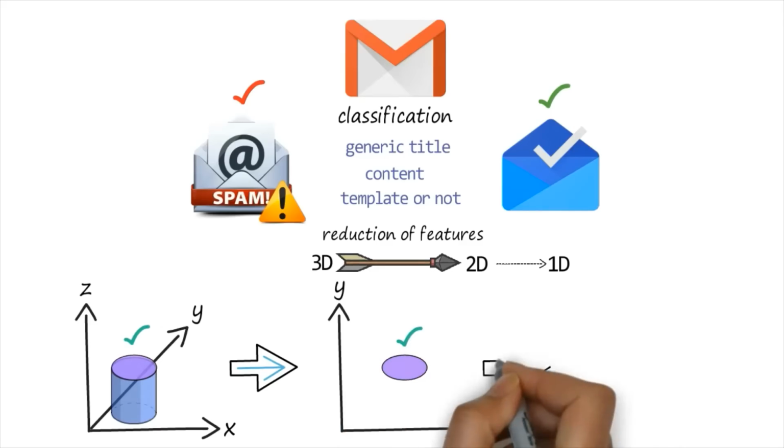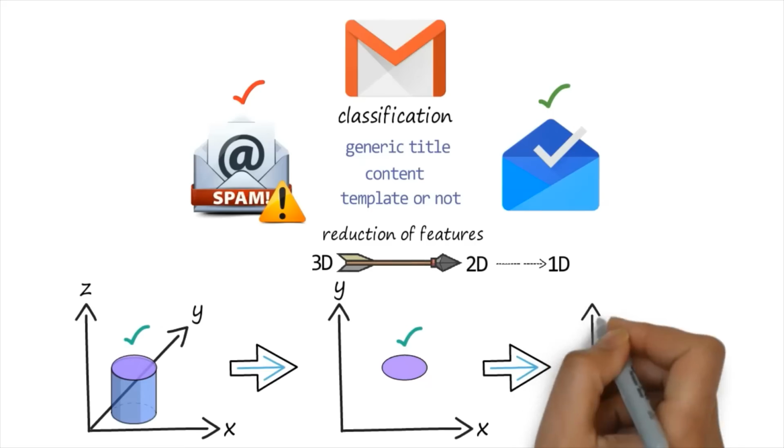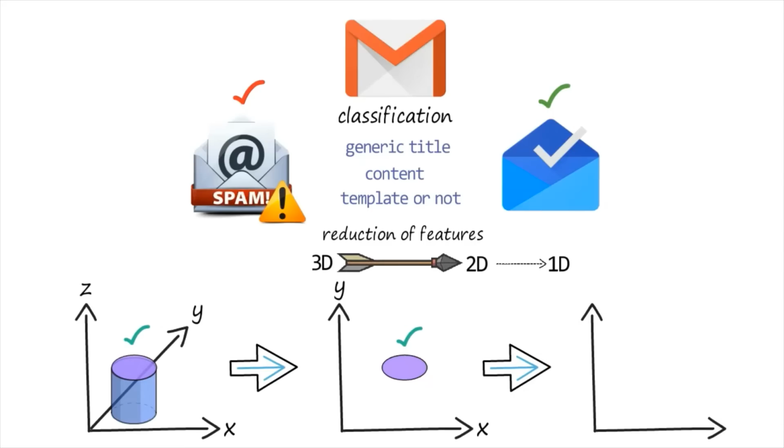And now if I convert it into one-dimensional space, say Z and Y, then one-dimensional means we will be able to see this kind of line. So this is the concept of dimensionality reduction. We keep on reducing from 3D to 2D and 2D to 1D. So this is the main concept of dimensionality reduction.